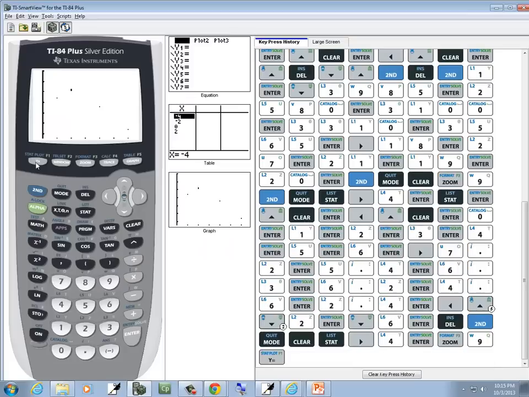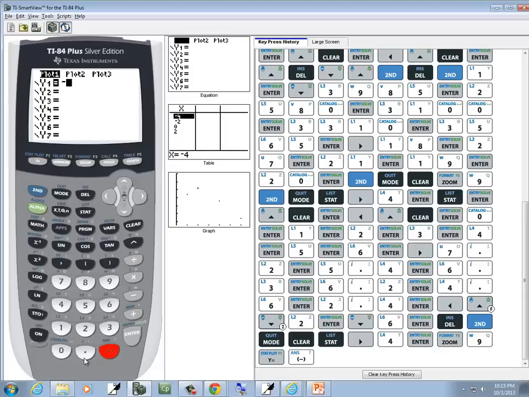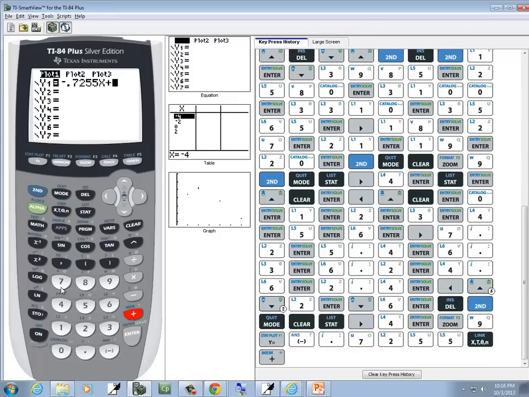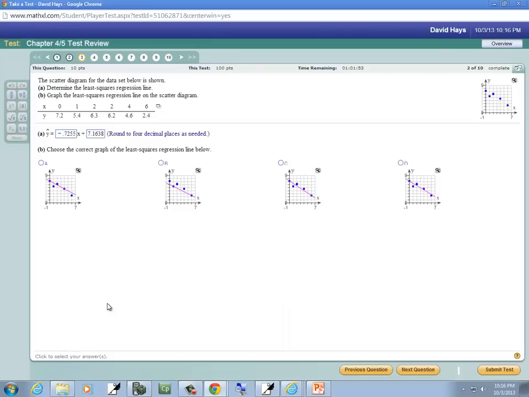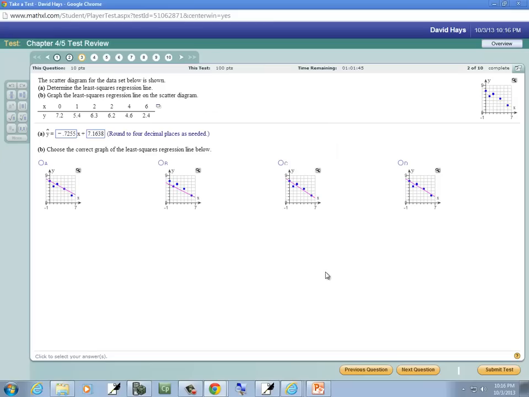So I'm going to go to y equals, and I'm on y1, and I'm going to put in negative 0.7255x plus 7.1638. And now if I press graph, I'm going to see my line drawn through there.